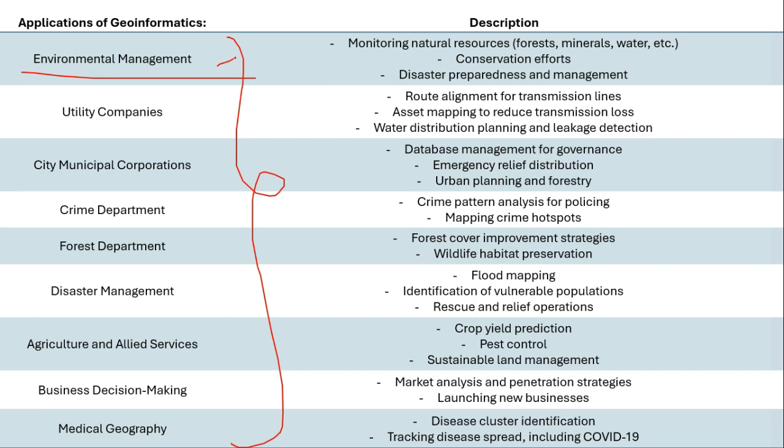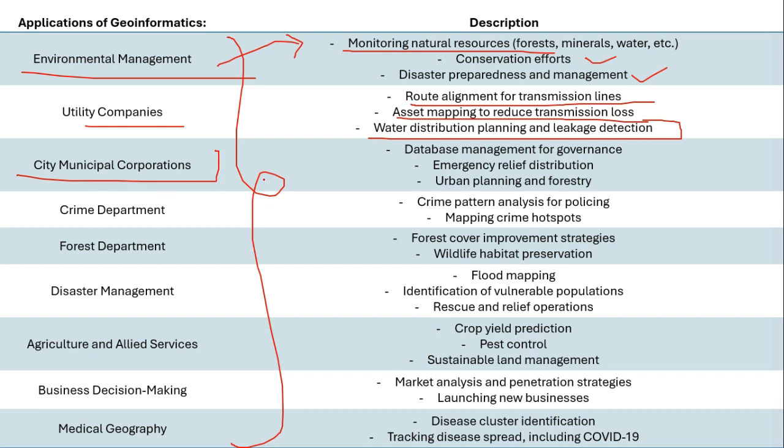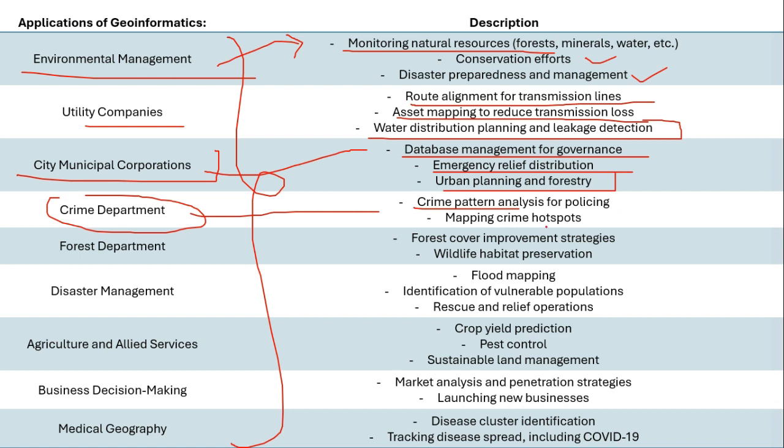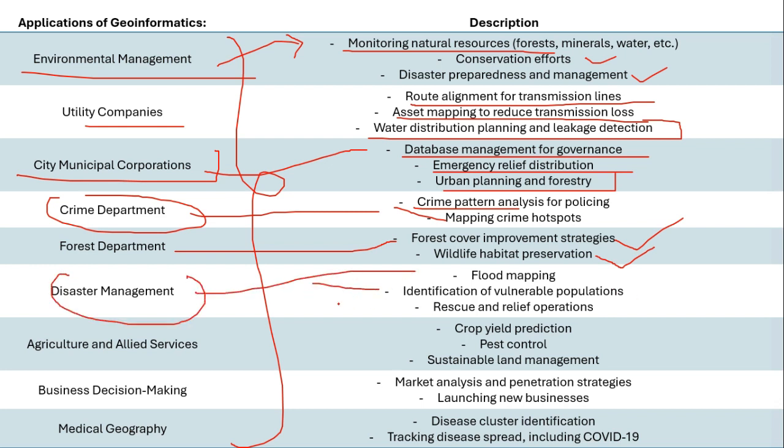Environmental management uses geoinformatics for monitoring natural resources like forests, minerals, waters, conservation efforts, or for disaster preparedness and management. Utility companies use these data sets for route alignment for transmission lines, asset mapping to reduce transmission loss, water distribution planning and leakage detection. City municipal corporations use these data sets for database management for governance, emergency relief distribution, urban planning and forestry. The crime department also uses geoinformatics for analyzing crime patterns for policing and mapping crime hotspots. The forest department uses it for forest cover improvement strategies or wildlife habitat preservation. Disaster management uses it for flood mapping, identification of vulnerable populations, rescue and relief operations.